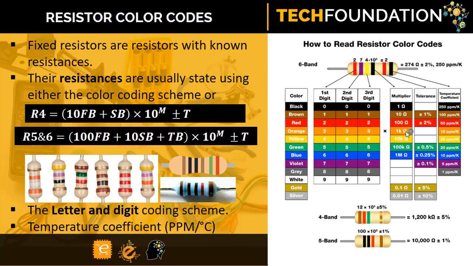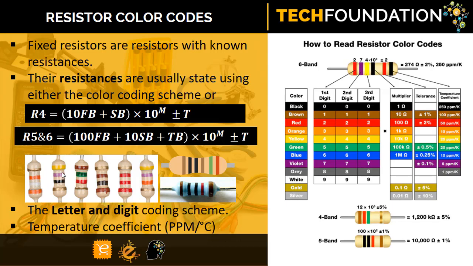So in effect, the resistance of this resistor is 39,000 ohms, or 39K. Okay, and the tolerance over here, we have gold, and gold as a tolerance represents 5%. Okay, so the value of this resistance is 39 kilo ohm plus or minus 5%.